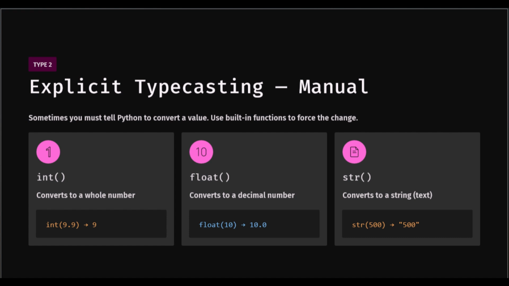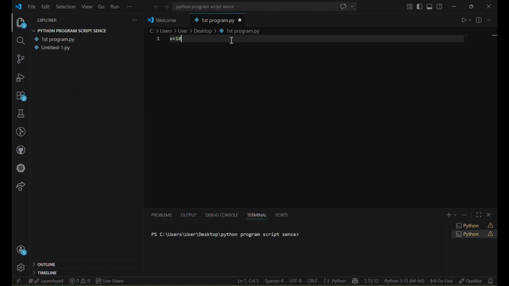Explicit typecasting gives you total control over your data, ensuring that every variable is in exactly the right format for the task you are trying to perform. Now let's see how this works in a real Python script.